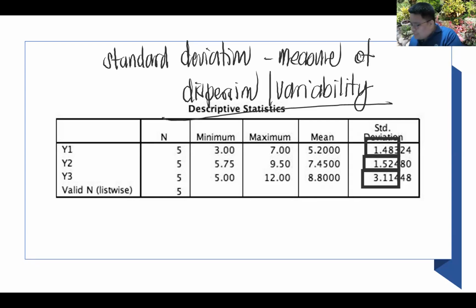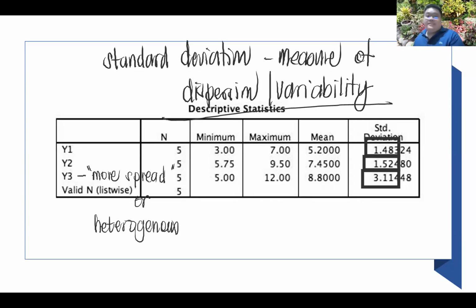If I would look at these three standard deviations, I will be able to say that the scores of section 3 are also more spread. Okay? Ano pong ibig kong sabihin ng more spread? In statistics, we use the term heterogeneous. Ibig sabihin, class, magkaiba-iba yung scores nila. Malawak yung dispersion ng scores nila.